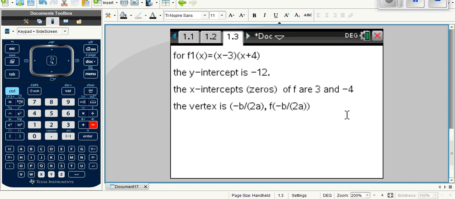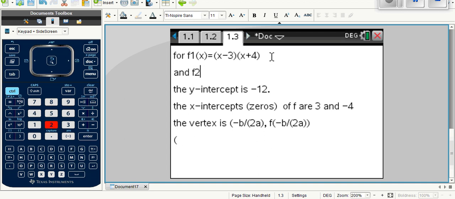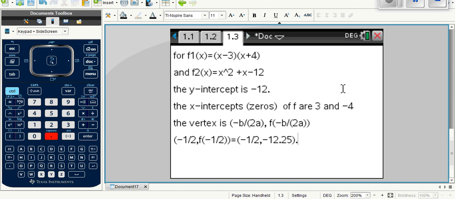And when you guys were factoring stuff, so this vertex came out to be, well, negative 1 divided by 2, f of negative 1 divided by 2 turns out to be negative 12.25. Okay, and that's it.